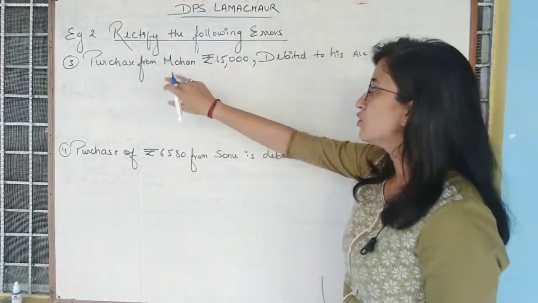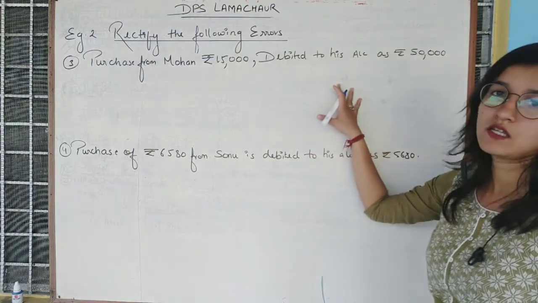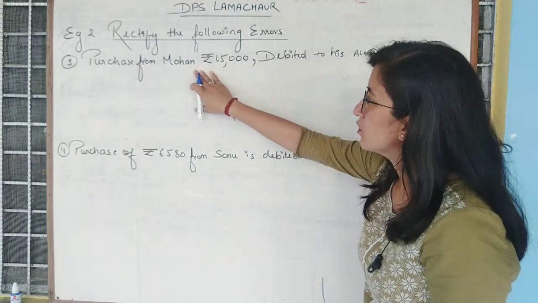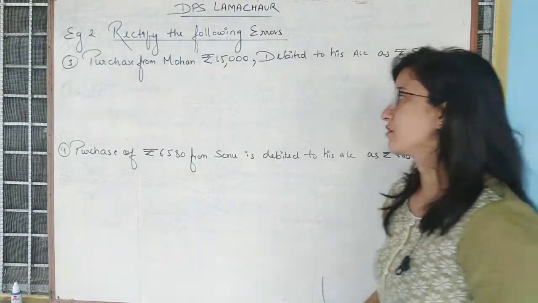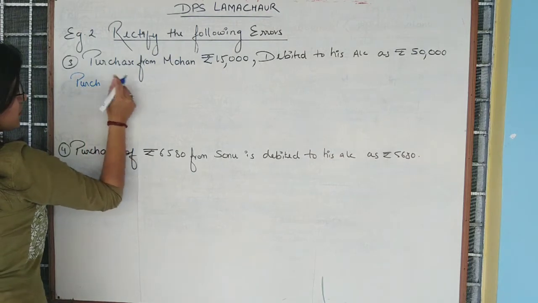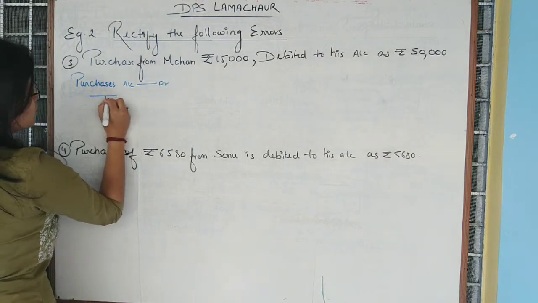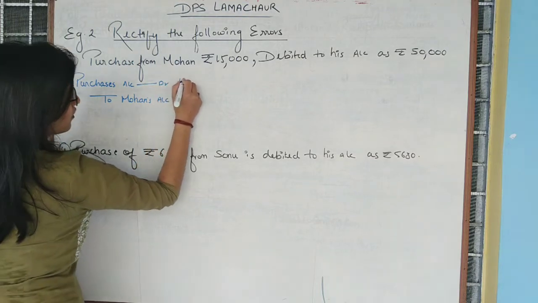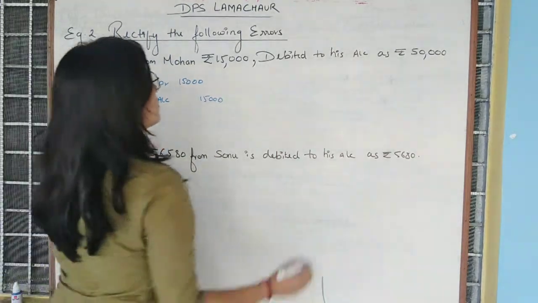Now the third transaction is purchased from Mohan rupees 15,000 debited to his account as 50,000. So here there are two errors. First, when goods have been purchased from Mohan, Mohan's account is debited instead of debiting purchase account, and goods have been purchased from Mohan for 15,000, but it is recorded as 50,000. Journal entry for this transaction will be purchases account debit to Mohan's account, and the amount should be 15,000. So first we will prepare Mohan's account.